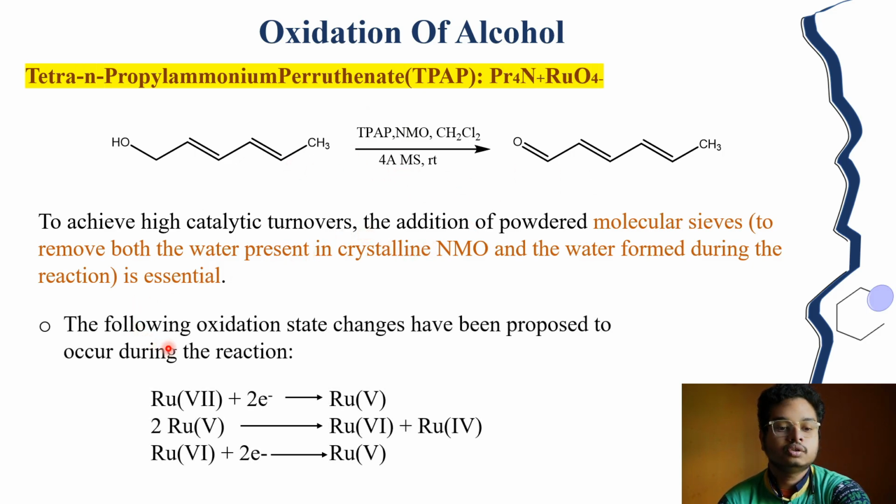The following oxidation state change has been proposed to occur during the reaction. I already discussed that since NMO is used, oxidation and reduction take place at the ruthenium site. Ruthenium 7 is the initial condition. It gains 2 electrons to get ruthenium 5. Now this ruthenium 5 will undergo a disproportionation reaction to generate ruthenium 6 and ruthenium 4, and ruthenium 6 will gain 2 electrons to get ruthenium 5. So this is the catalytic cycle in this particular reaction condition.